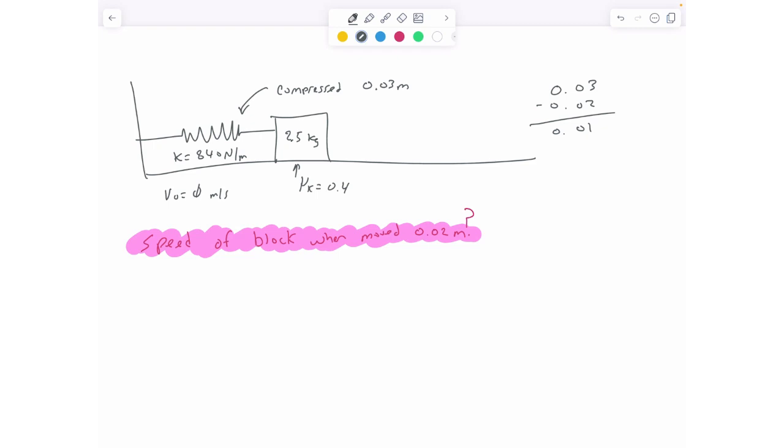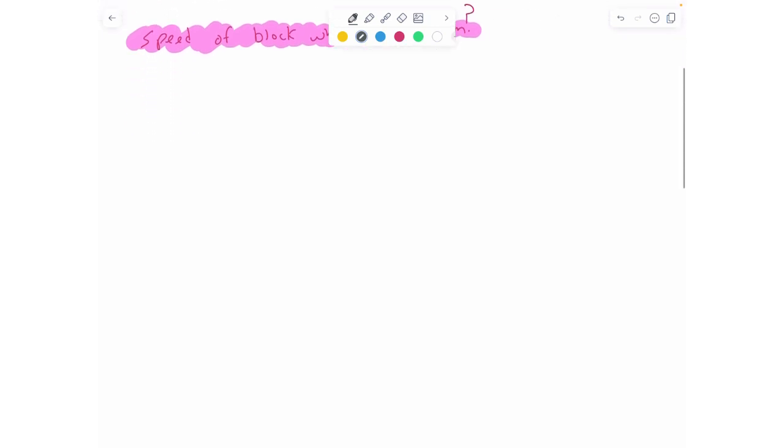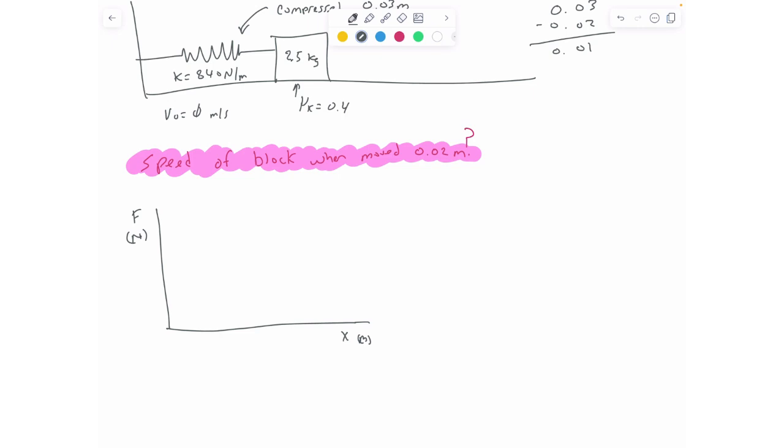All right, so that's set up, and what we want to know is how fast is this thing going? Because it's initially at rest, no velocity. How fast is it going? All right, so let's do this. So what I'd like to do is do this by showing a diagram. Let's do force versus displacement. So this is force, which is in newtons, and this is displacement in x, in units of meters. And what I'm showing here is force versus displacement of the spring.